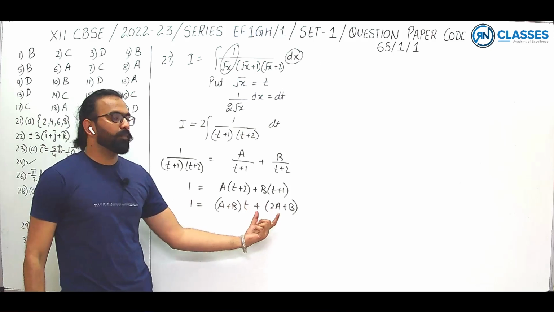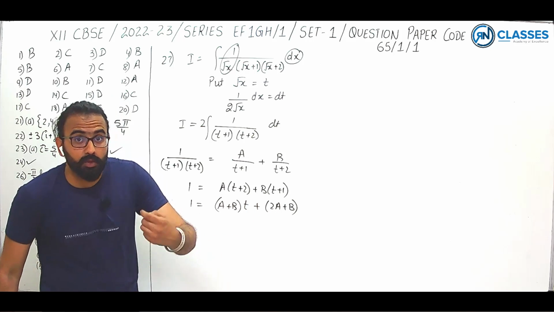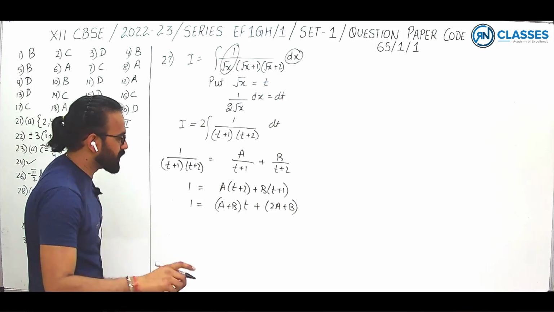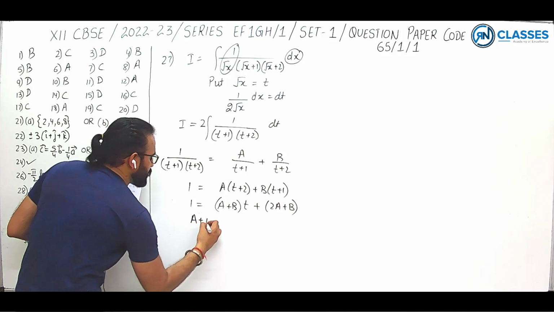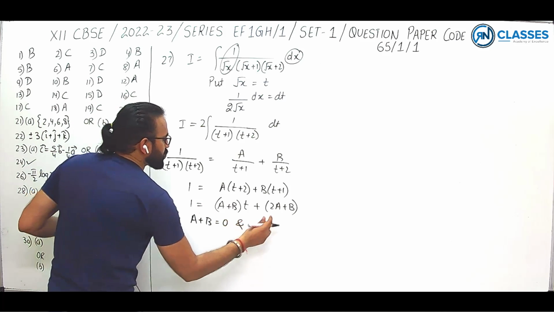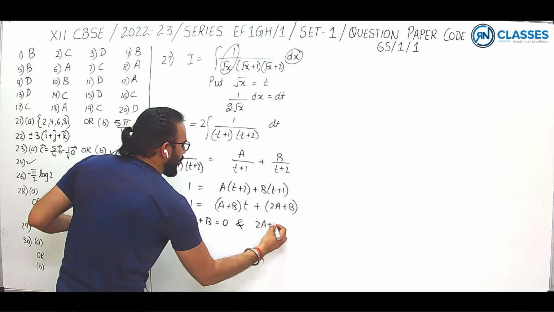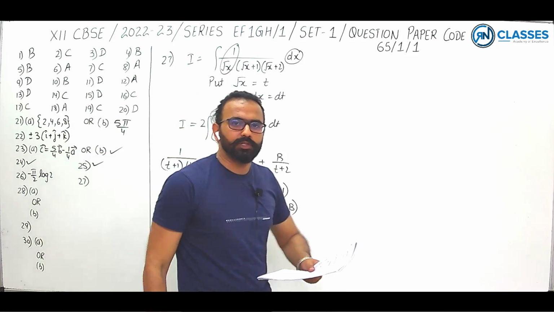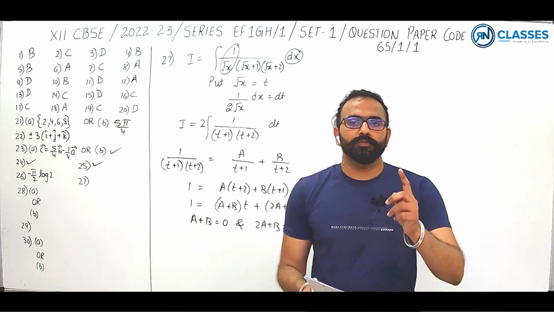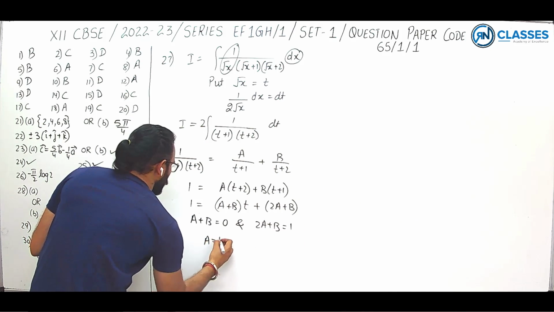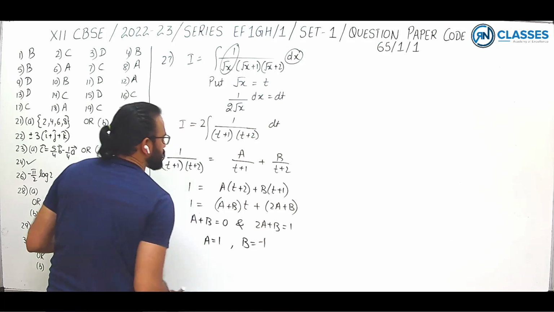Since these two are polynomials and which are equal also, so polynomials equal means their corresponding coefficients are equal. So it means a plus b, which is coefficient of t, and from here coefficient of t is 0 and constant term 2a plus b, and on the left hand side constant term is 1. Now solving these two equations simultaneously, you will get the values of a and b, and the values of a and b turns out to be 1 and minus 1.